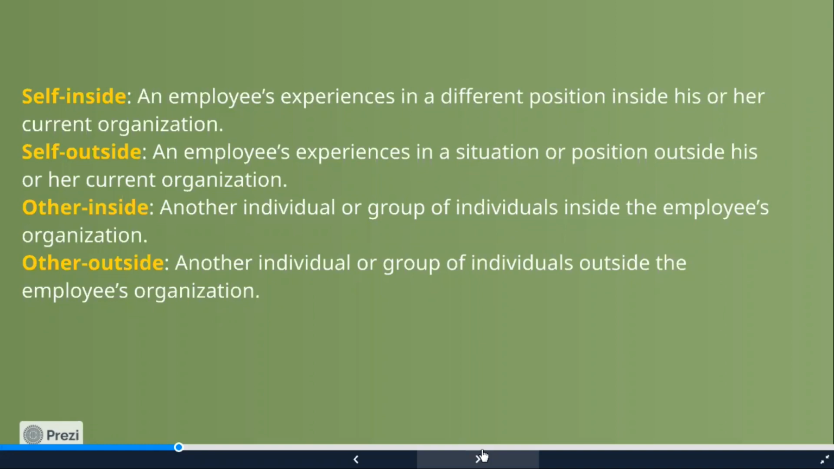Self inside means employees in different positions inside my own organization. Are they getting treatment better than me, or is it equal to me, or am I getting special treatment? Self outside, what's my standing in the industry compared to what I am getting from this particular company? This may help me make my decision of whether to stay in the company or go elsewhere.